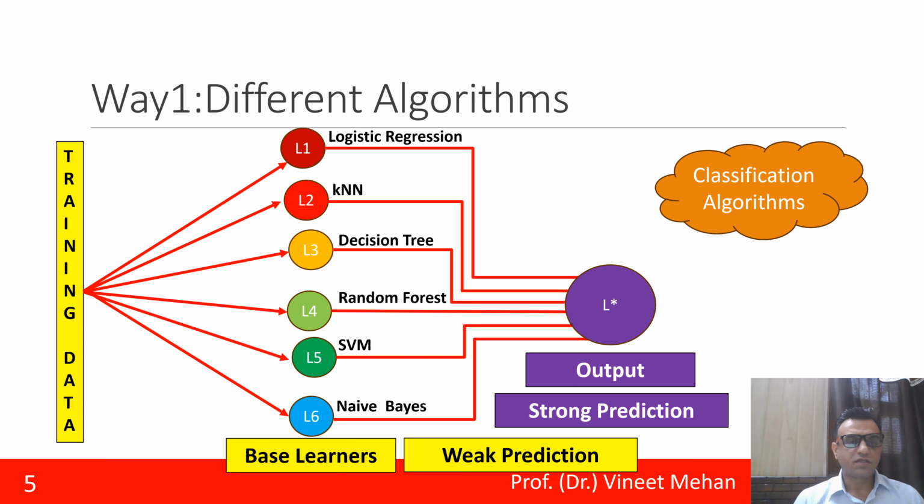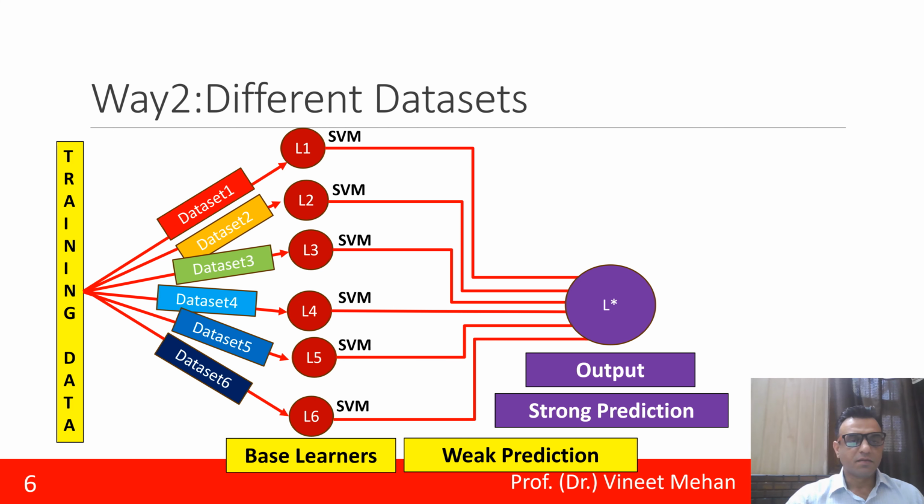Now here you can see way one of ensemble learning. You can find that there are multiple models: logistic regression, KNN, decision tree, random forest, SVM, naive Bayes. So different algorithms are there. This is way one of ensemble learning. Similarly, way two of ensemble learning was one particular model with different data sets taken, from dataset 1 to dataset 6.